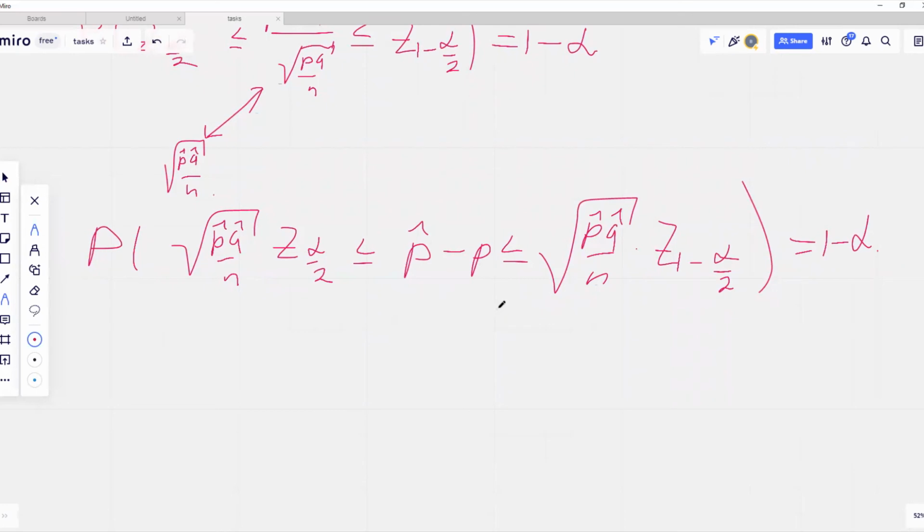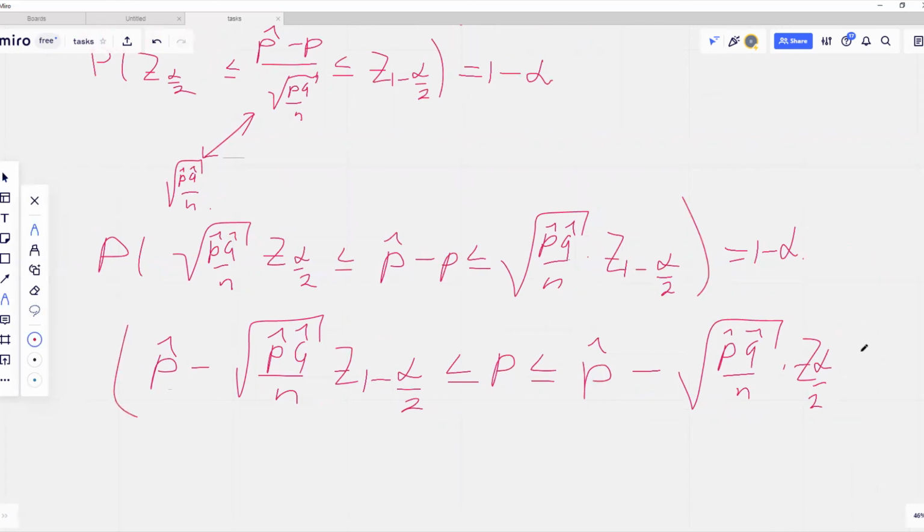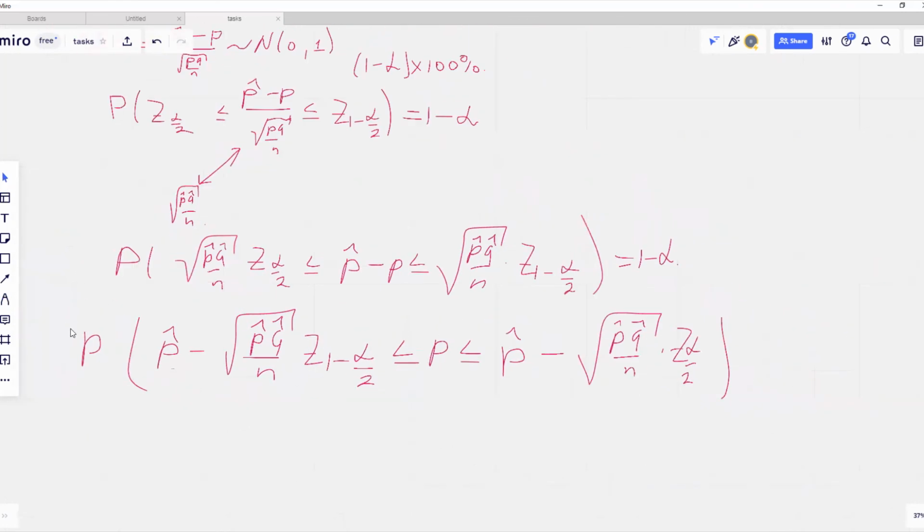So we'll need to subtract p hat and multiply everything by -1. So we will end up with p hat, so that term will be on the left: p hat minus root of p hat q hat over n, z 1 minus alpha over 2, less or equal to p, less or equal to p hat minus root of p hat q hat over n multiplied by z alpha over 2. Okay, so the probability of this is equal to 1 minus alpha.